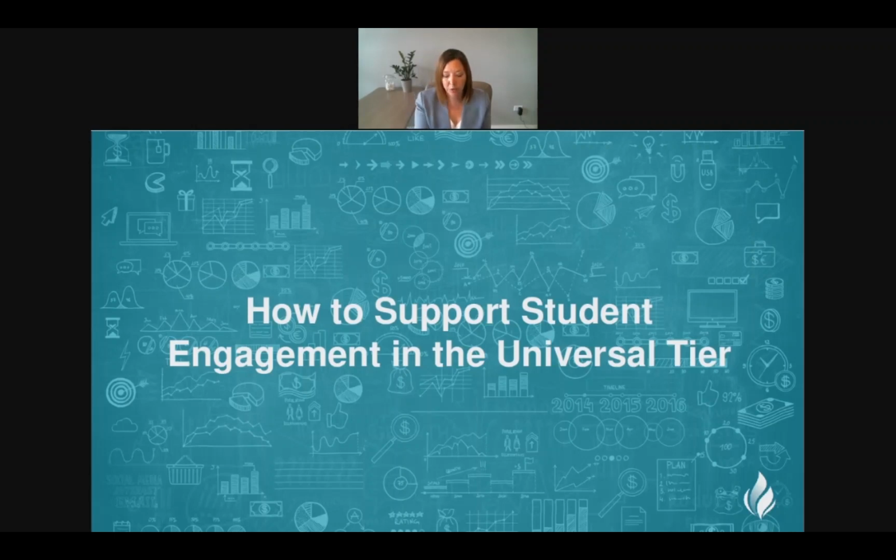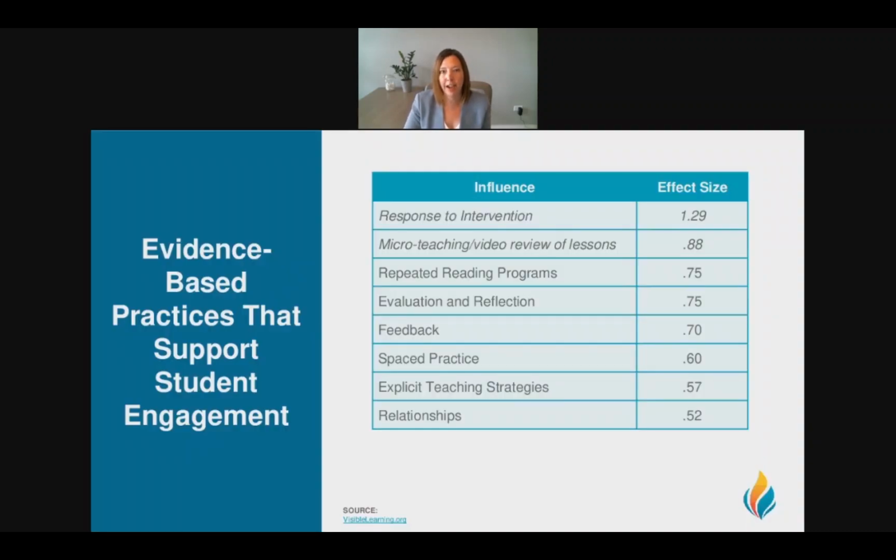So I would be remiss if we didn't also consider how to support student engagement in the universal tier. Whenever we think about improvement efforts, finding ways to empower and engage students in their learning is quite essential. And so as we think about engagement, we're really thinking about those ways that students are talking, writing, actively participating in instruction with us and in their learning. And so we want to focus on those things that will actively engage students in their learning.